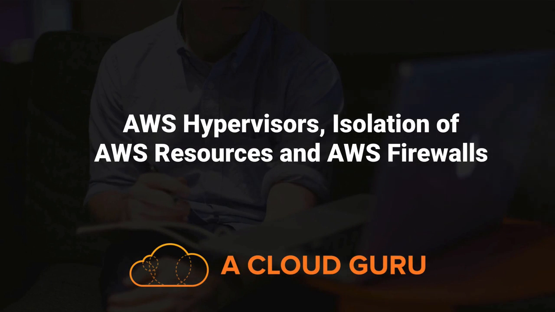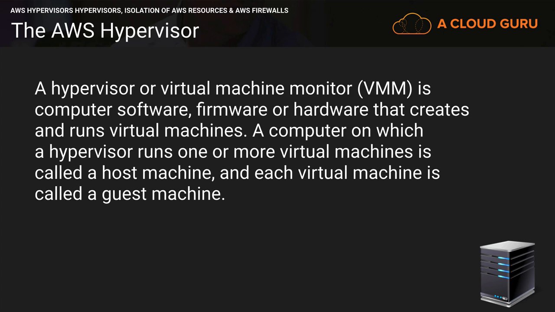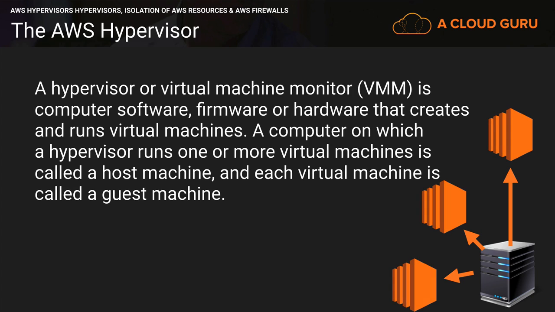In this lecture, we're going to talk about AWS's hypervisors, isolation of AWS resources, and AWS firewalls or security groups. So let's start with what a hypervisor is. If you go to Google and just type hypervisor in, you'll get the Wikipedia definition, which is: a hypervisor or virtual machine monitor is a computer software, firmware, or hardware that creates and runs virtual machines. A computer on which a hypervisor runs one or more virtual machines is called a host machine, and each virtual machine is called a guest machine. So basically, a hypervisor is the physical host that is going to run your virtual machines, like so.